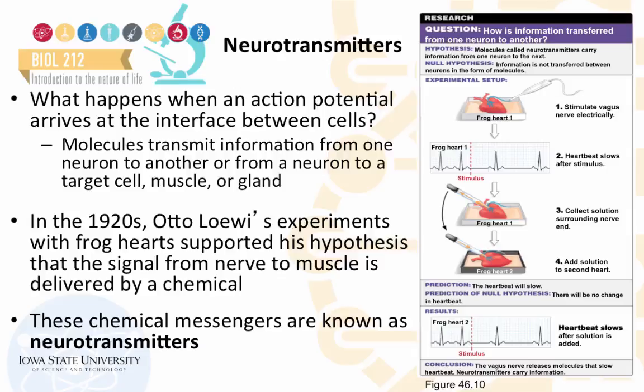What he did next was collect the solution surrounding the nerve end and bathe a second frog heart in it. When he did that, he noticed that the heartbeat slowed down without the need of an external stimulus. This indicated to him that there were chemical messages present in the solution that might have caused the heartbeat to slow down. These chemical messengers were later called neurotransmitters.